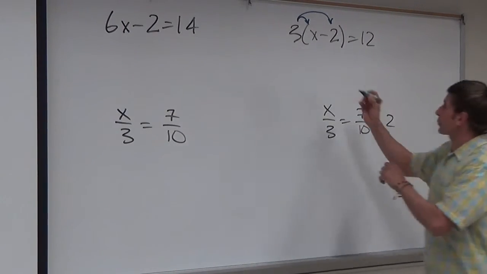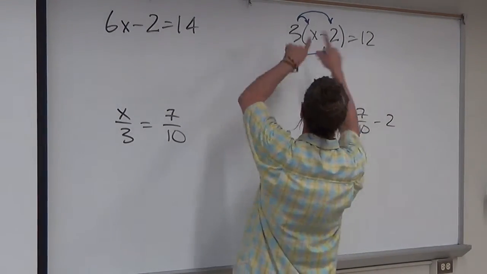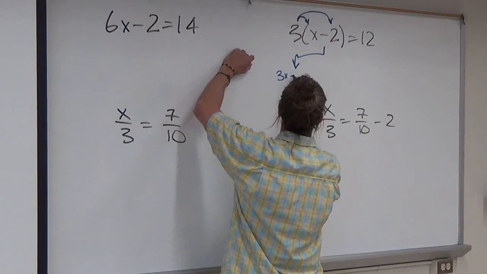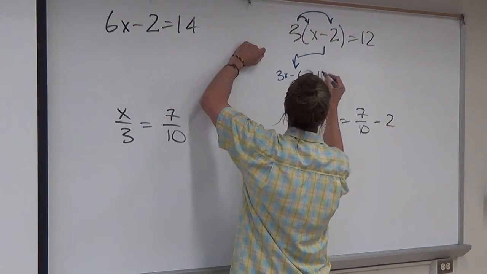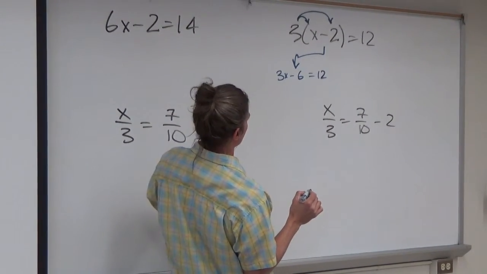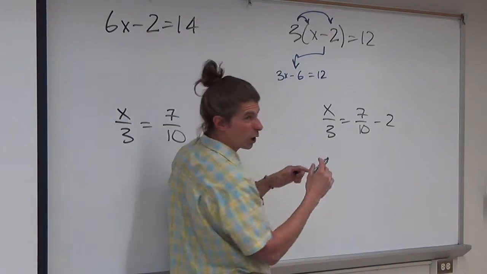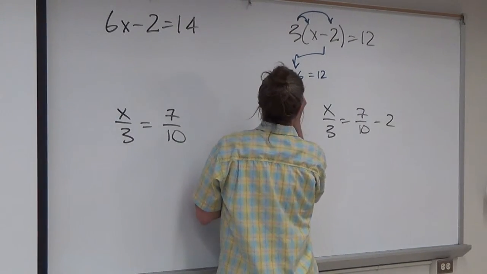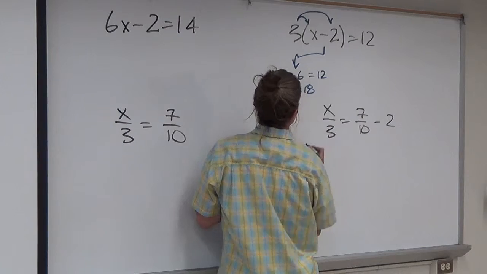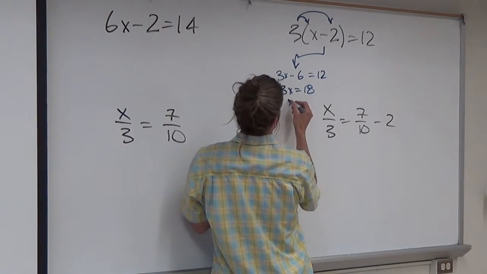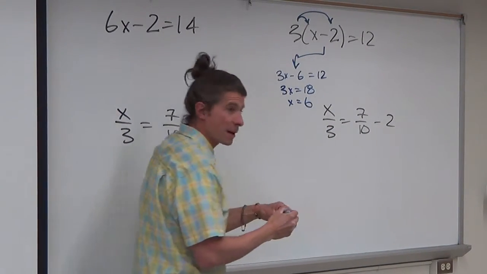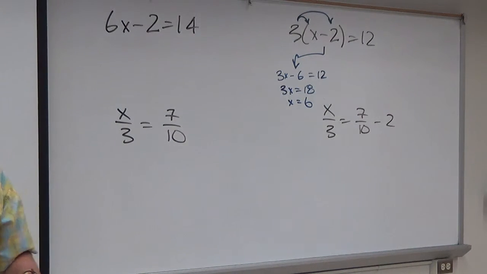So one way of doing this, for sure, Matt, is to distribute in the 3. So you get 3x minus 6. Okay, keep going, Matt. And then you add 6 to both sides. Okay, we're undoing that side. Good, good, good. We got 3x equals 18. And then you divide by 3, and you get x equals 6. You can make sure that works by sticking it back in and substituting.